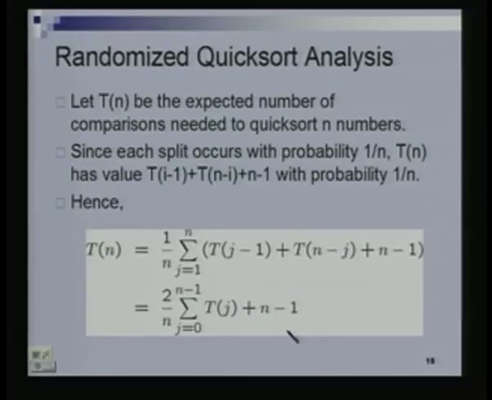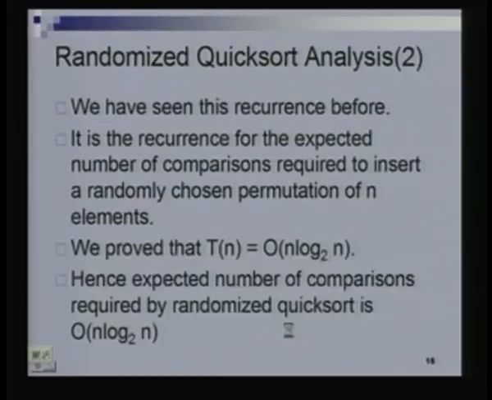And this is a recurrence we saw in the last class. It was the recurrence for the expected number of comparisons required to insert a randomly chosen permutation of n elements in a binary search tree.